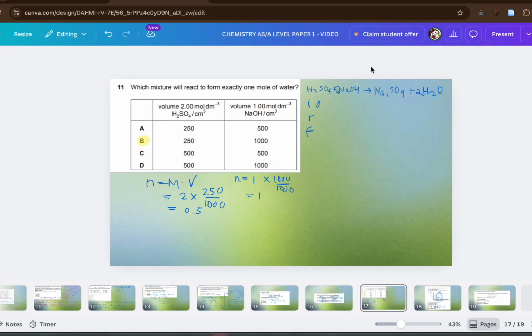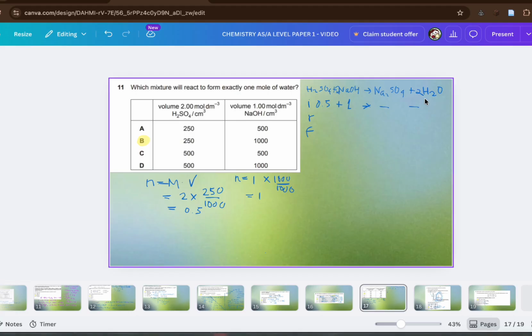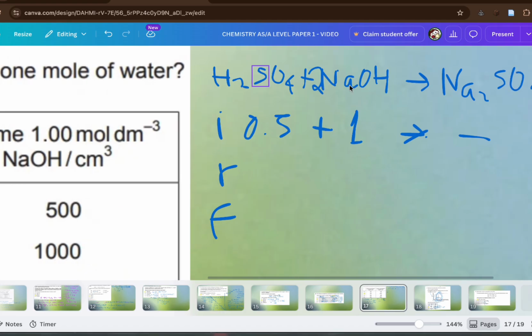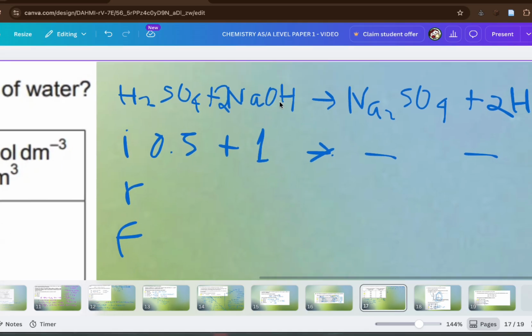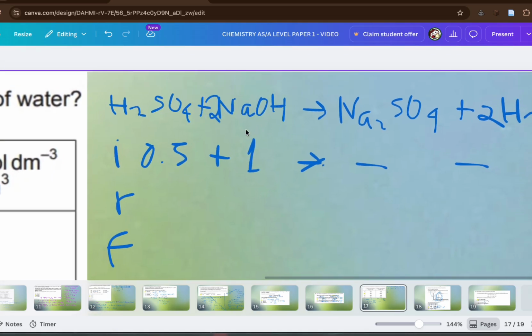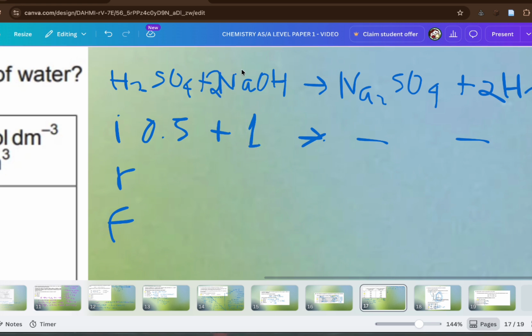In the beginning, there's 0.5 moles of H2SO4 plus 1 mole of sodium hydroxide. Of course, this is before the reaction occurs, so there's none for products here. In the reaction, we usually subtract with the smallest amount of moles, because it will run out first. However, see that 1 mole here is for 2 sodium hydroxide. The amount is twice as much.